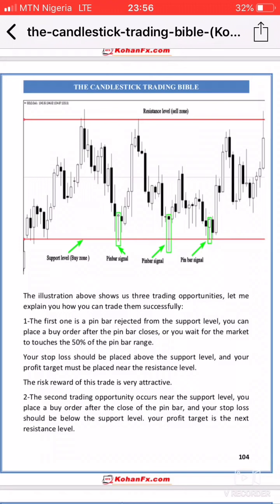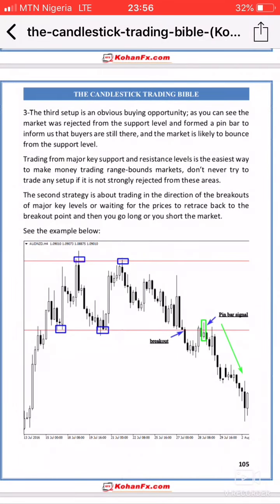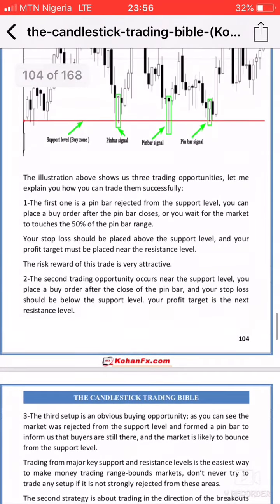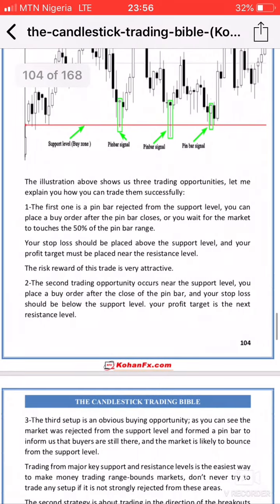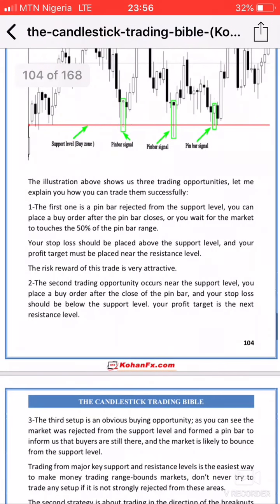The second trading opportunity occurs near the support level. You place a buy order after the close of the pin bar, and your stop loss should be below the support level. Your profit target is the next resistance level. The third setup is an obvious buying opportunity. As you can see, the market was rejected from the support level and formed a pin bar to inform us that buyers are still there and the market is likely to bounce from the support level.